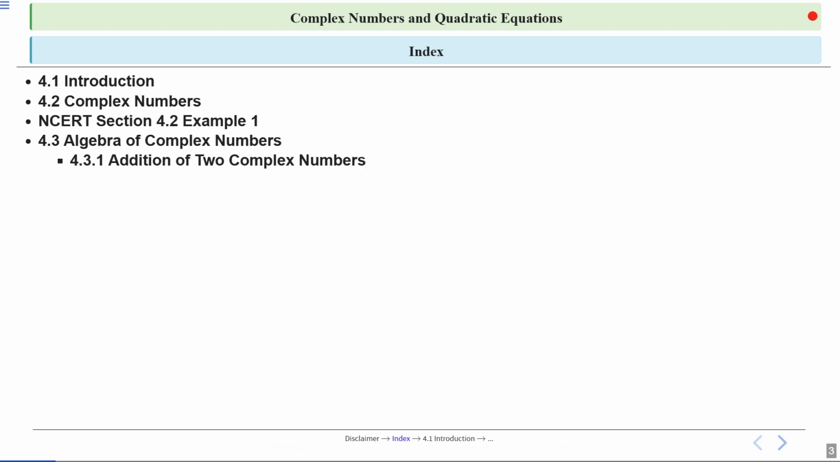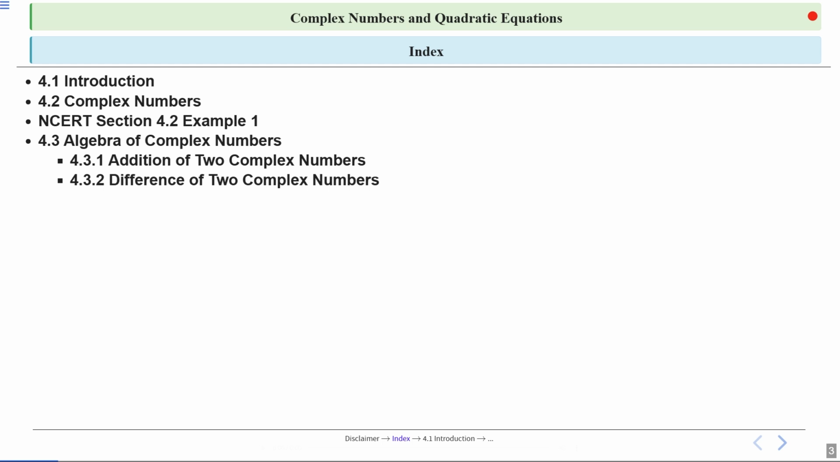Here in section 4.3.1, we will talk about the addition of two complex numbers. If we have two complex numbers, z1 is a plus iota b and z2 is c plus iota d, then how can we add z1 and z2? About that, we will discuss in section 4.3.1.